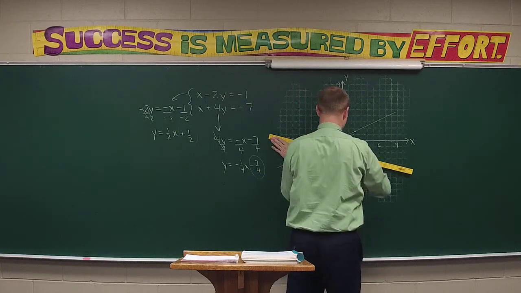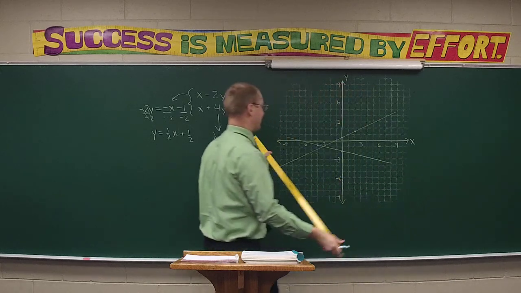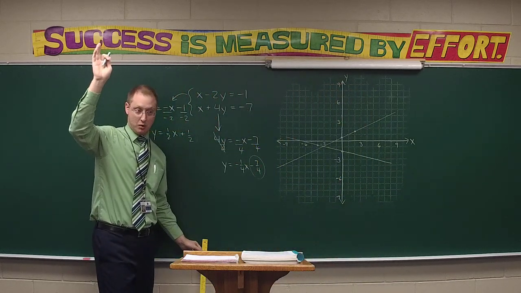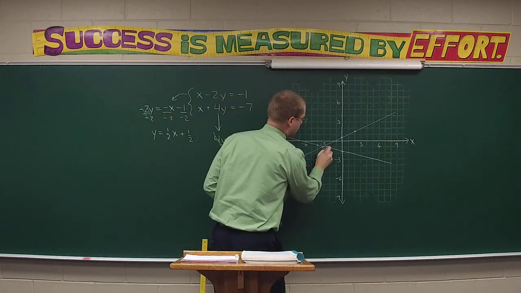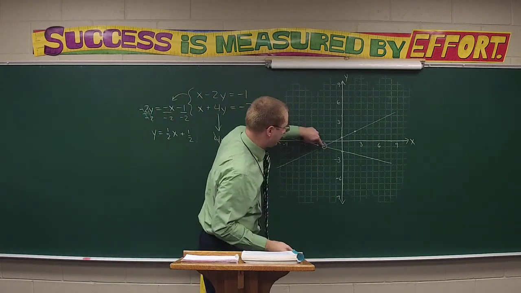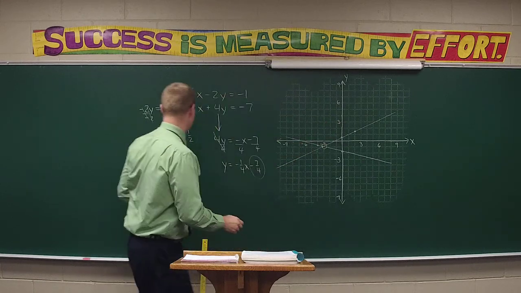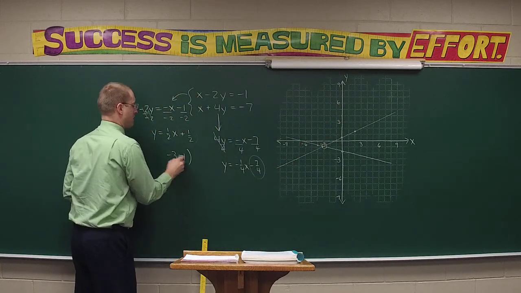And we get something like this. How many had something like this for your second equation? All right. And then where they intersect, it appears to be almost exactly at negative 3, negative 1. So that's what appears to be the solution.